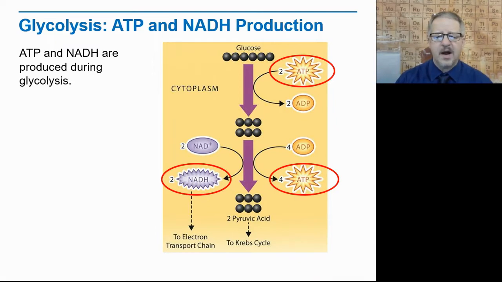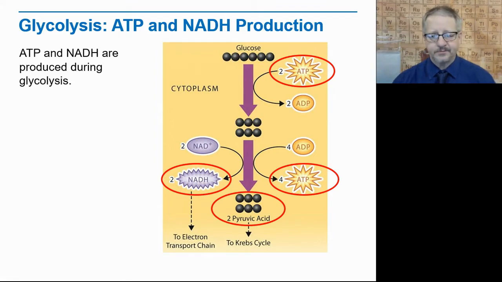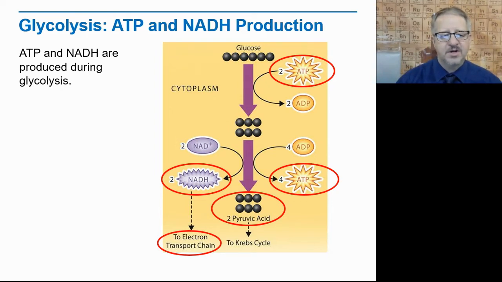Okay, so what are the primary products of glycolysis here? Because that's what we really need to keep track of. Well, we find that we have 2 NADH, we get 4 ATP molecules, and we get 2 pyruvic acids. And again, those NADH are going to head on down to the electron transport chain. But before we get to the electron transport chain, let's talk about the Krebs cycle.